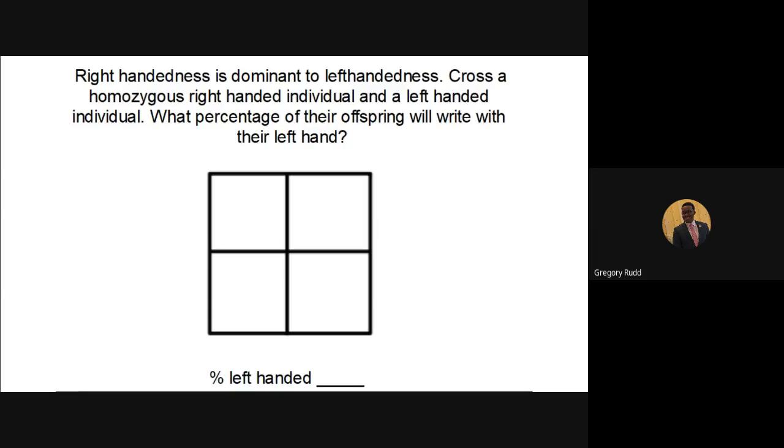All right, so right-handedness is dominant to left-handedness. We want to cross a right-handed individual and a left-handed individual. What percentage of their offspring will write with their left hand? Okay, so let's really write this one out. This will be the last one we do.